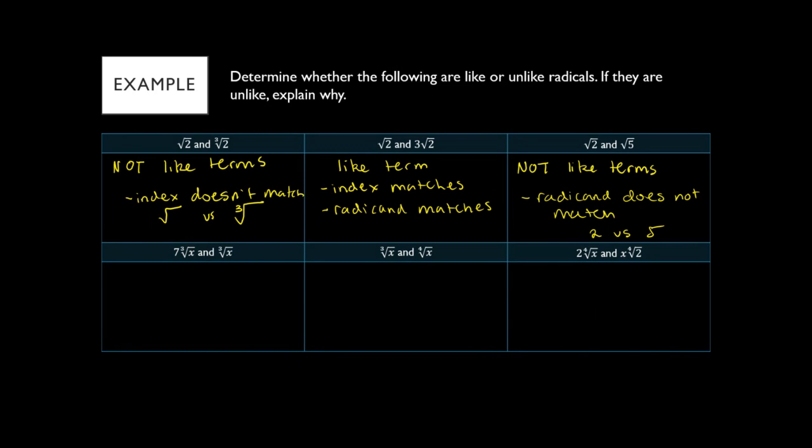So we've got 7 times the cubed root of x and the cubed root of x. So these are like terms because they have the same index. They're both cubed roots, and they have the same radicand, which is x inside the root.